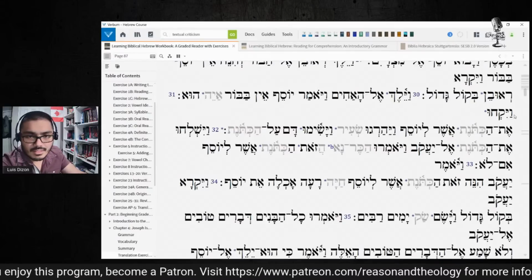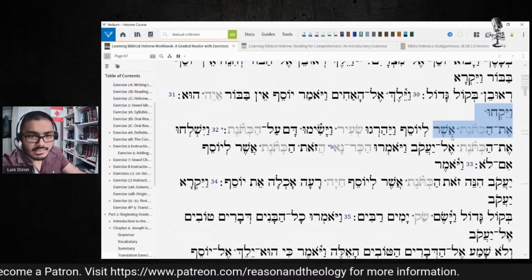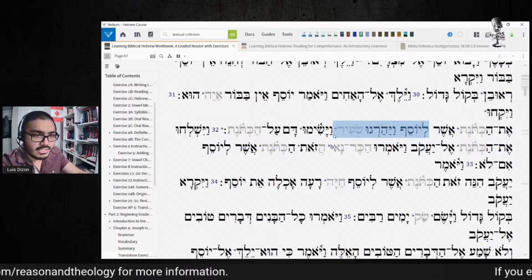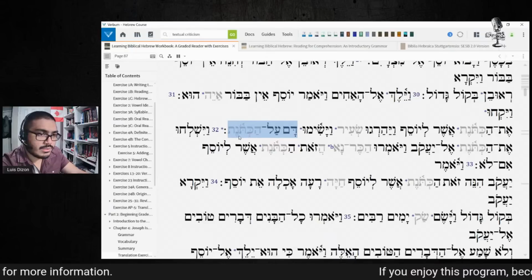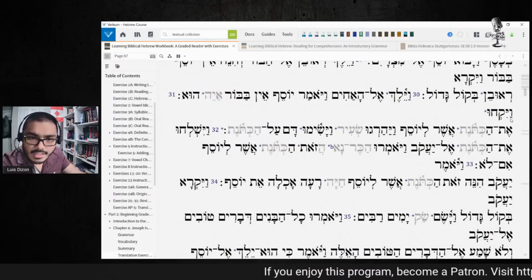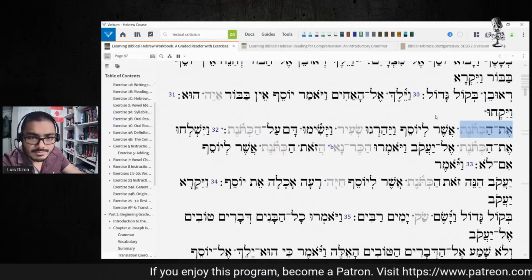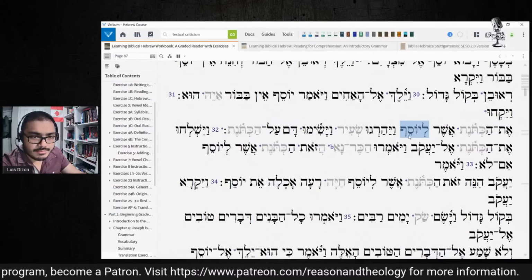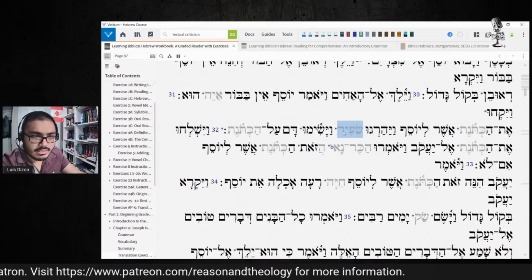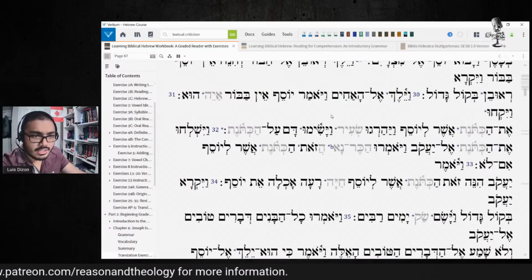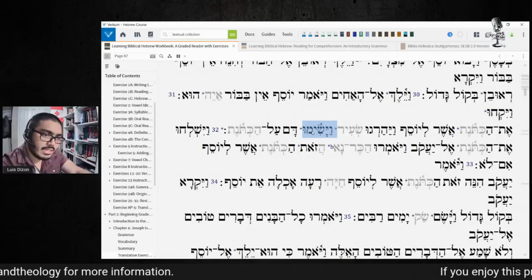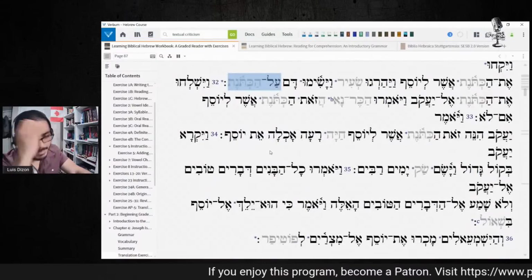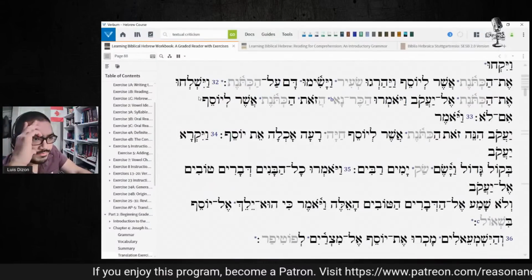Verse 31. Vayechu et hakatonet asher leYosef vayahargu seir vayasimu dam al hakatonet. And they took the coat, which was Joseph's, and they killed a young goat, a young male goat, and they placed its blood upon the coat. Verse 32.